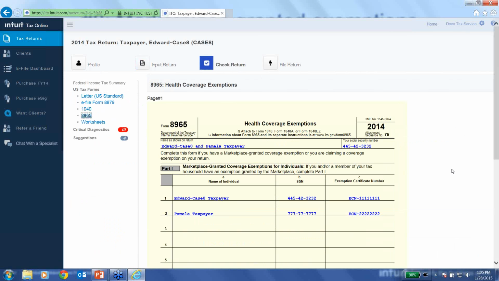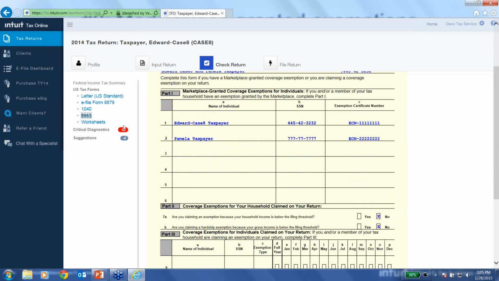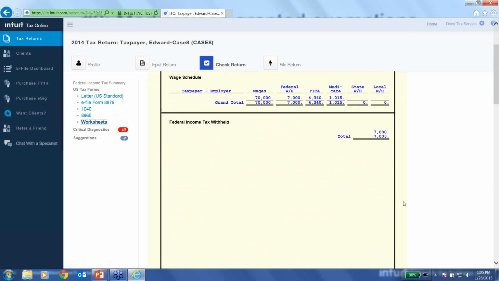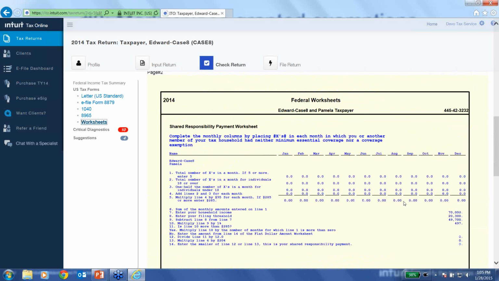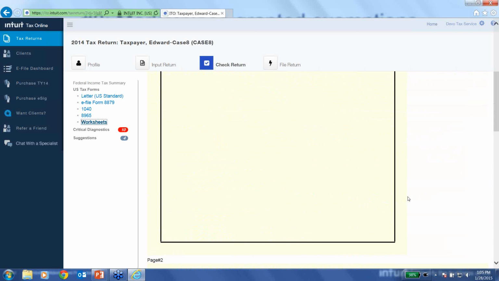Go to the 8965. And that data carries into Part 1, marketplace granted exemptions, and they're basically looking for the ECN, exemption certificate number. And it's going to turn off the penalty, obviously, for the year, since they were exempt.